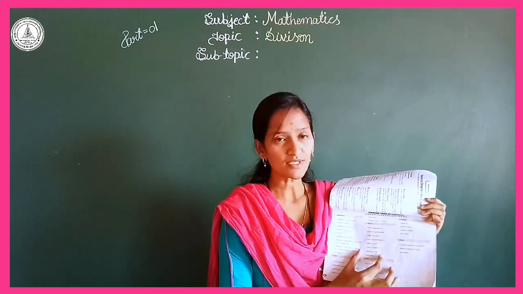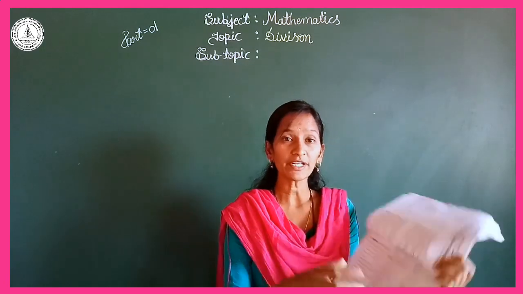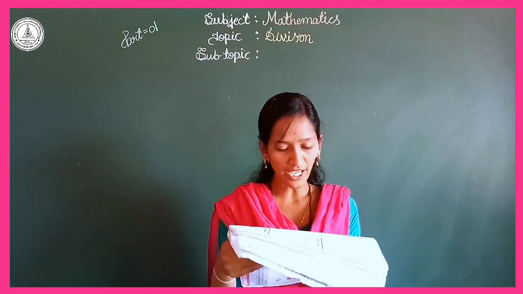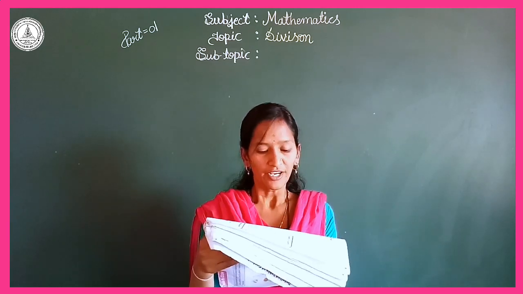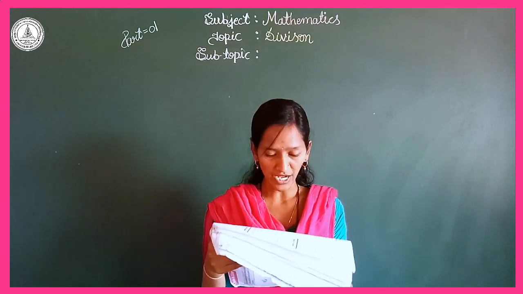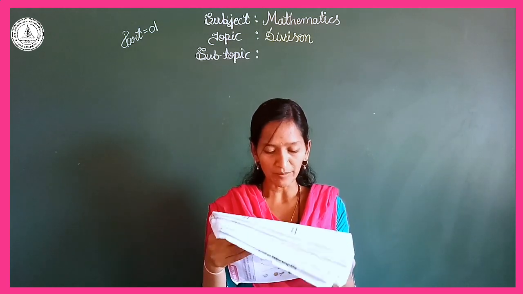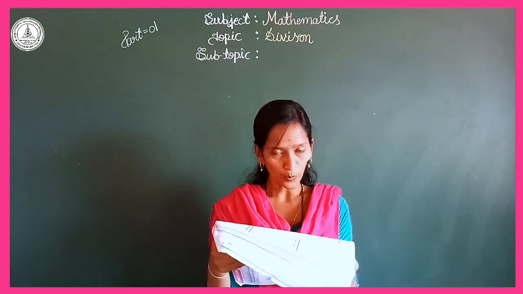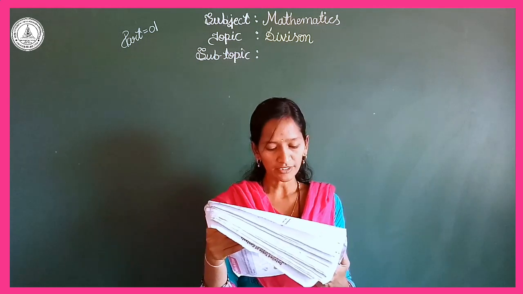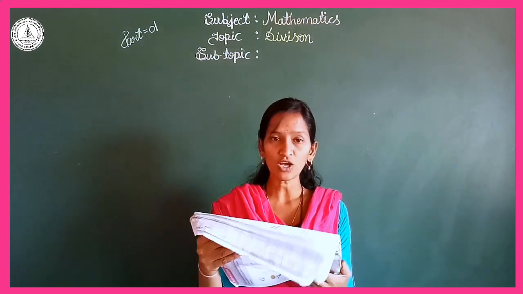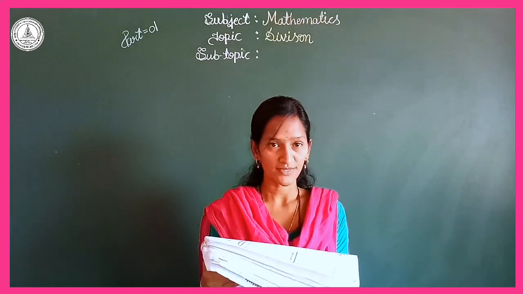Here are some subcontents. Now I am reading one by one. The first one is division as equal distribution, division as repeated subtraction, division using number line, division using multiplication facts, properties of division, method of long division, remainder in division, and the last one is word problems.